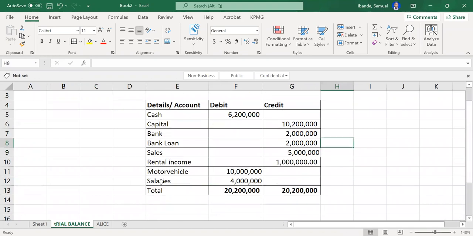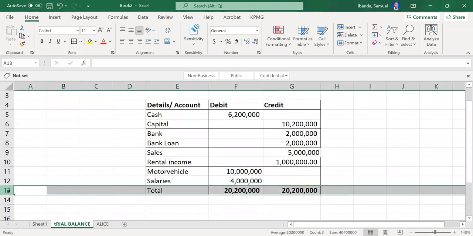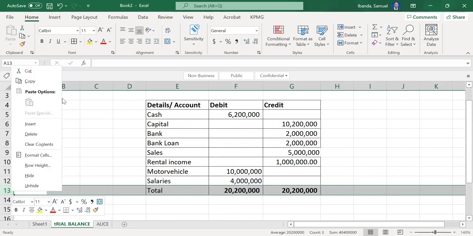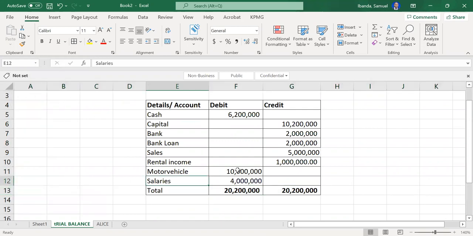Sometimes this trial balance may not balance, maybe due to some errors that you have made, and you'll introduce what we call a suspense account. We'll be able to look at our suspense accounts as we proceed with time. So that is what happens with ledgers.